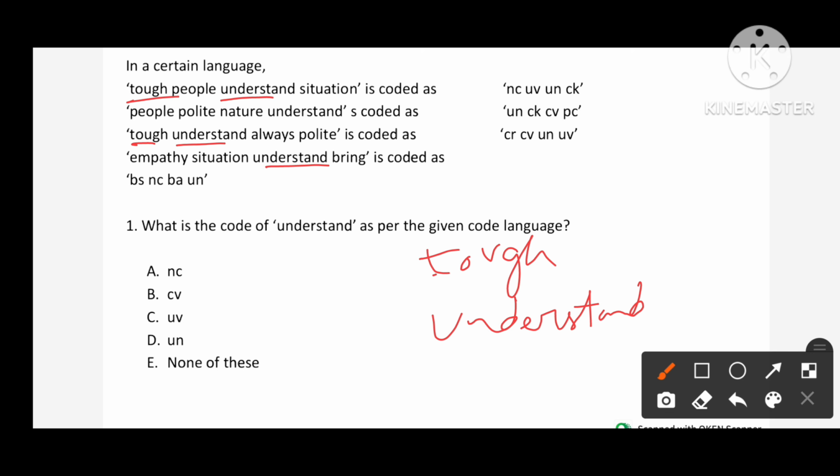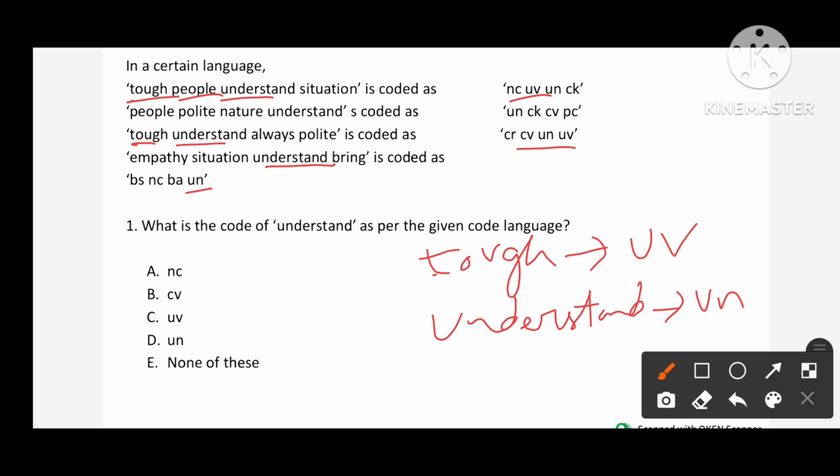Here in this statement we see understand. So the codes which are common in these two will be UV and UN. Here we see UN, so the tough code will be UV. Understand code will be UN.